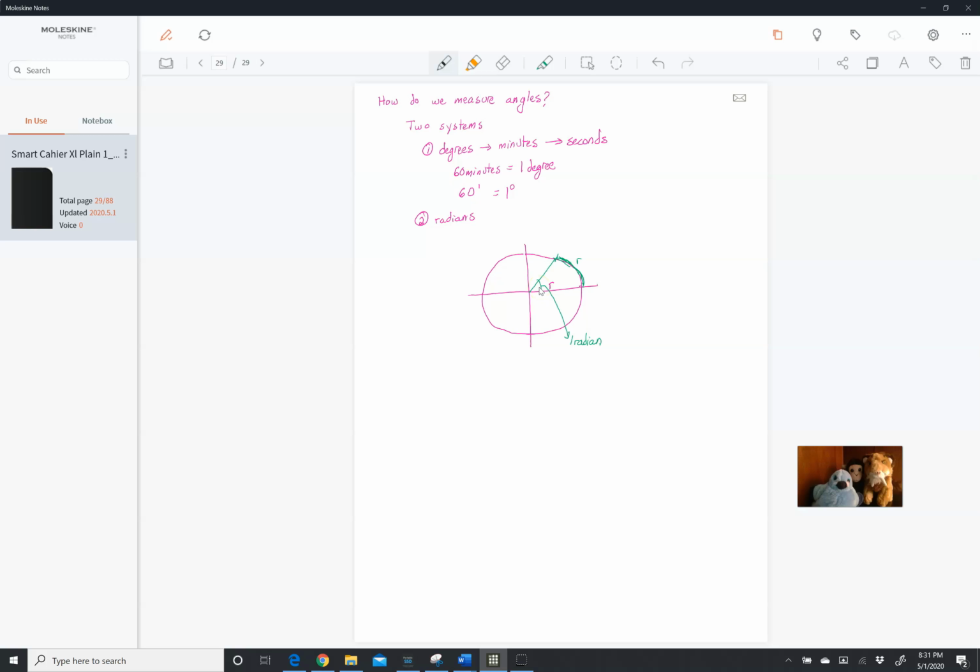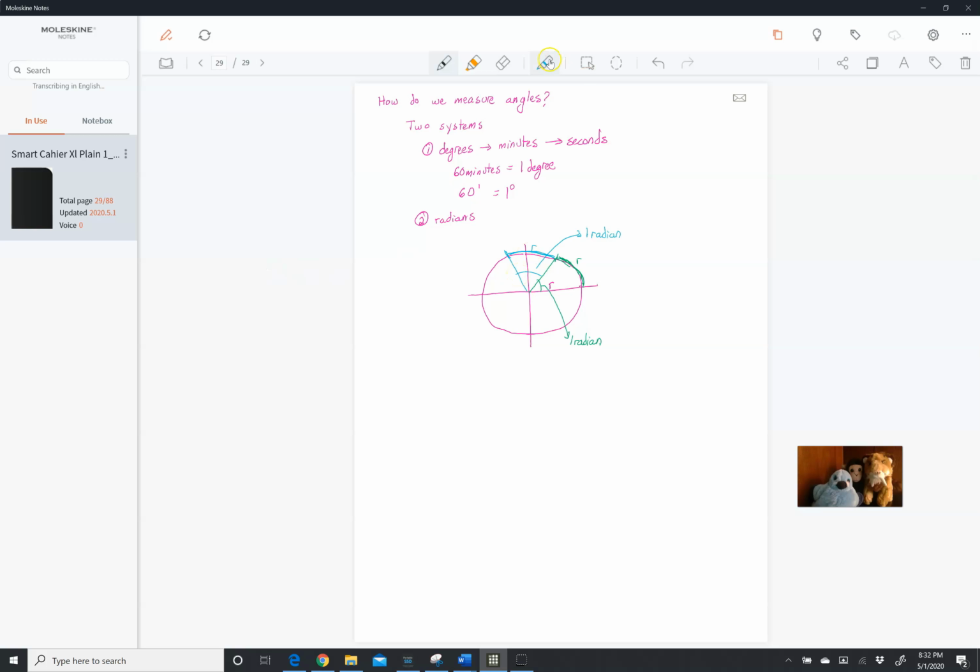If we do this again, let's take a different color. Let's take this nice blue here. And we're going to lay out again our string that has a length of r. And we're going to connect to the center. And now this has a measure of 1 radian. So radian is an angle measure. Okay, so now from here to here is 2 radians.